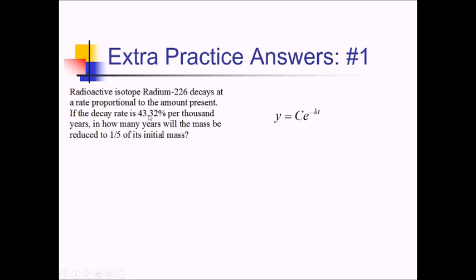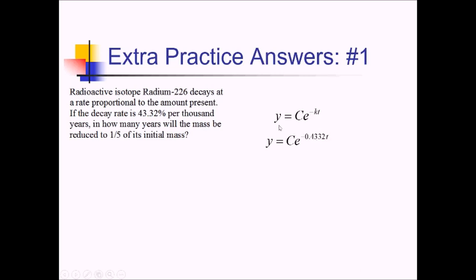All right, so what do they actually want to know? If the decay rate is this percentage per 1,000 years, in how many years will the mass be reduced to 1/5 its initial mass? So we're essentially solving for t. We're asking in how many years. That means we need to plug things in for y, c, and k. Well, out of all of these things, they didn't really tell us the starting amount or the target amount. They did tell us that the decay rate was 43.32%. So we can replace k with 0.4332, and that's at least a good start.